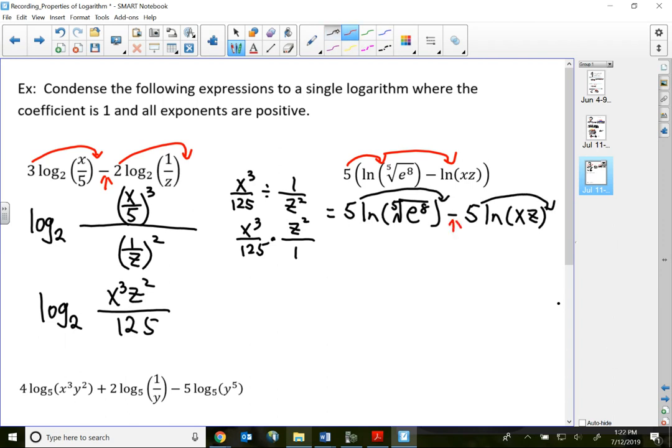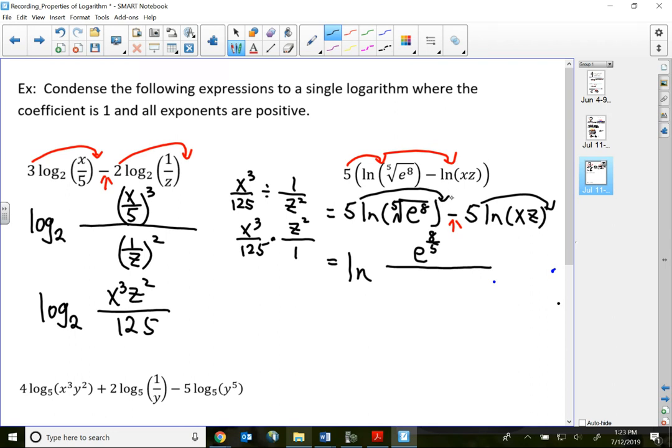Subtraction sign here means division. So this is going to be natural log of, all right, this phi. So this first term will be on the top. So that will be, all right, I'm going to go ahead and do this too, okay? Converting my radical into an exponential. Denominator determines the root. So that will be e to the 8 over 5.